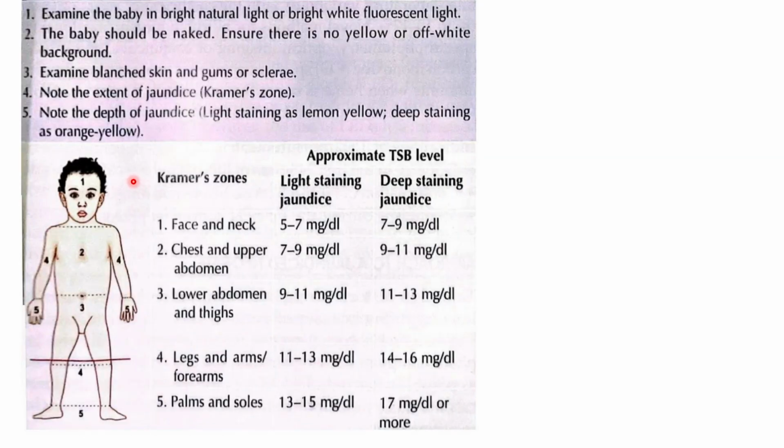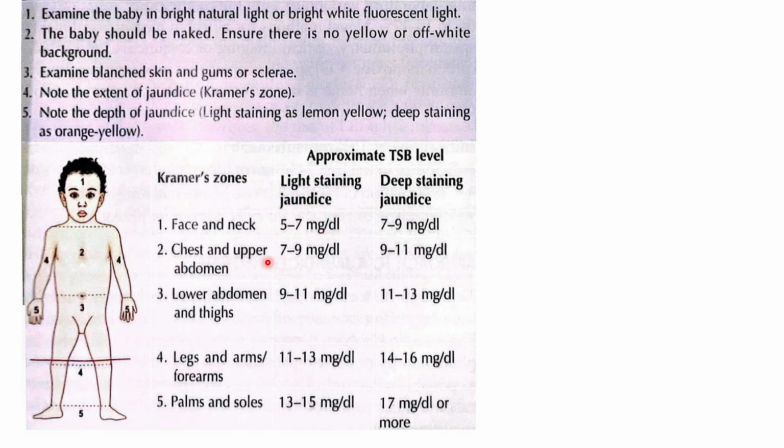So as we were talking about the examination of this baby with jaundice, we have to use Kramer's zones. Okay. So a few points about examination, you have to examine the child in bright natural light. And number 2 is don't use any yellow or off-white background, because on an off-white or yellow background, the child may falsely look yellowish. And also examine the blanched skin, and we have to use Kramer's zones. Okay, Kramer's zone 1 is from the head to the neckline. If the jaundice is visible only in this area, we have to consider the jaundice approximately 5 to 7 mg per dl.